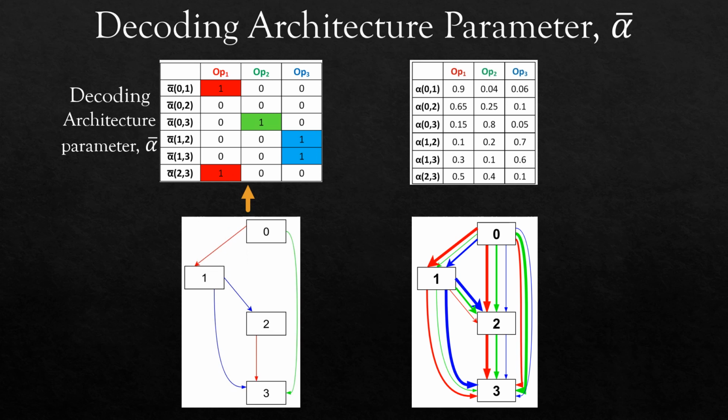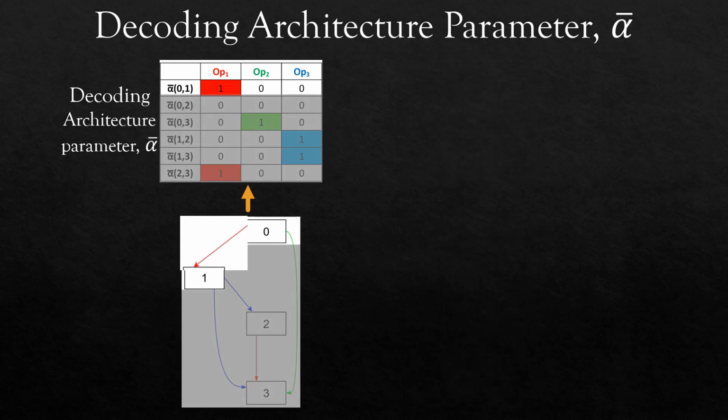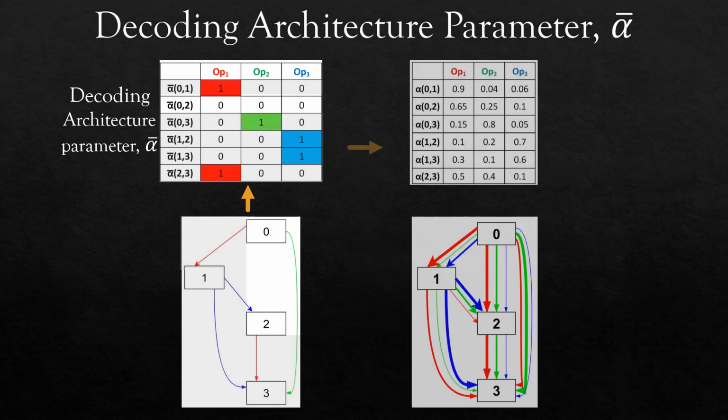First, we will create another architecture parameter, basically a 2D matrix. This is the decoding architecture parameter alpha bar. This is created by putting 1 for those edges which are present in the architecture, otherwise put 0. For example, there is a red arrow between node 0 and 1, so we put 1 in alpha bar 0,1 and OP1 entry. Whereas there are no edges between node 0 and node 2, so all the entries of alpha bar 0,2 will be 0. The rest of the matrix is created this way.